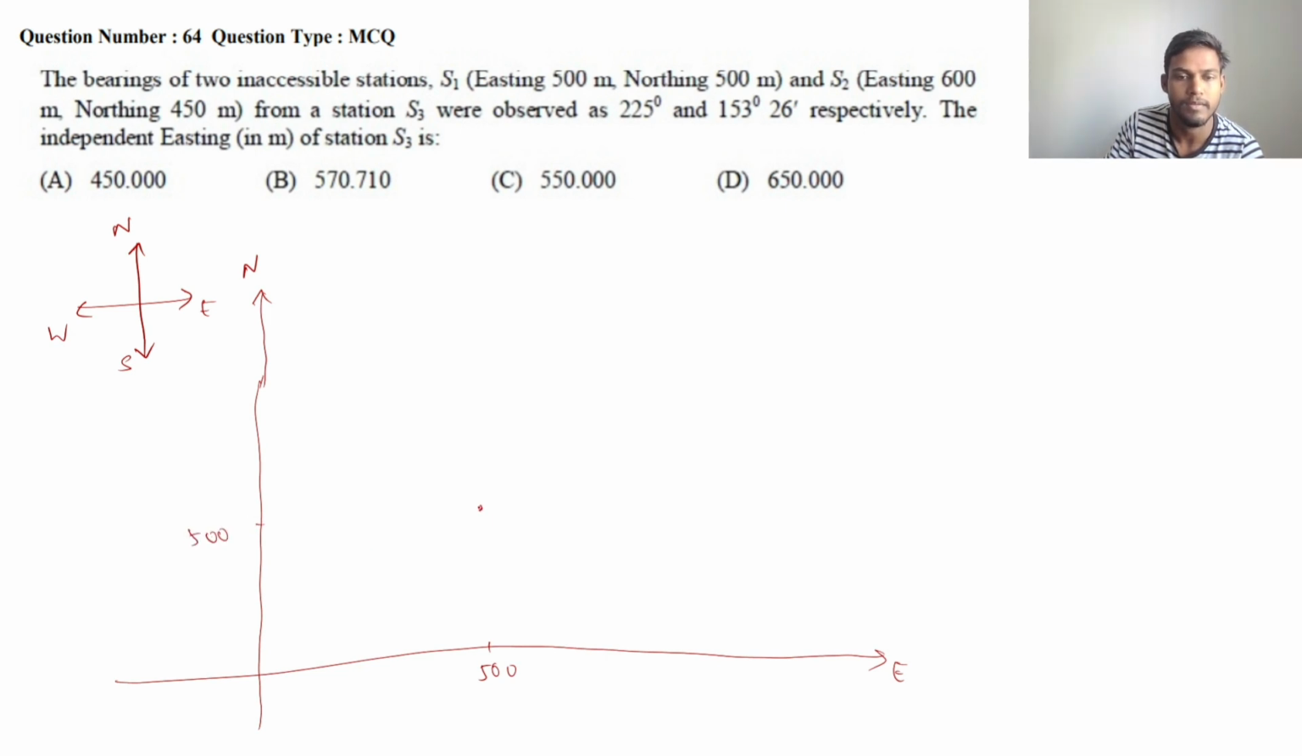S1 lies here. The point S1 is 500 east, 500 north: on the x-axis it is 500 and on the y-axis it is 500. And S2 is 600 in the east direction, northing it is 450. The S2 point is 600 east, 450 north.